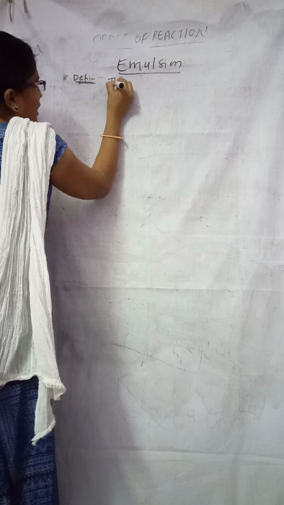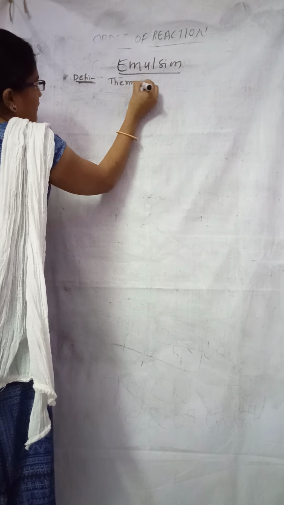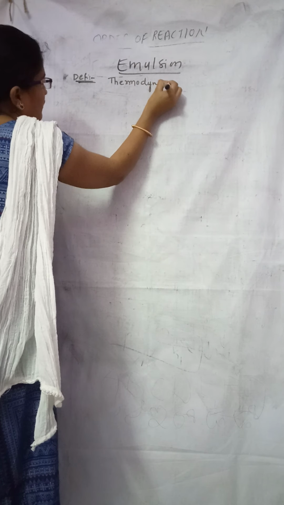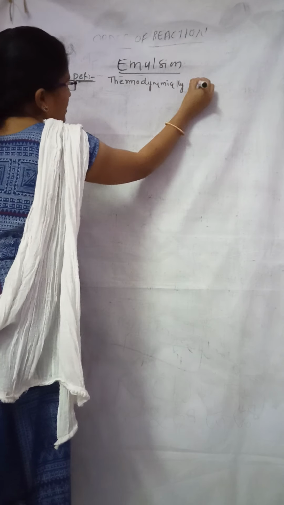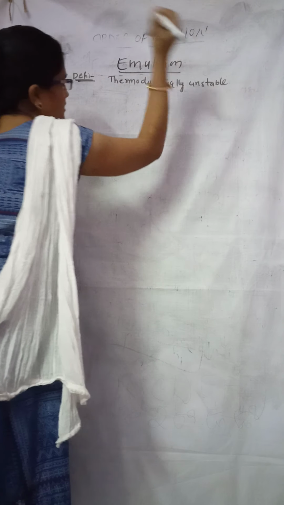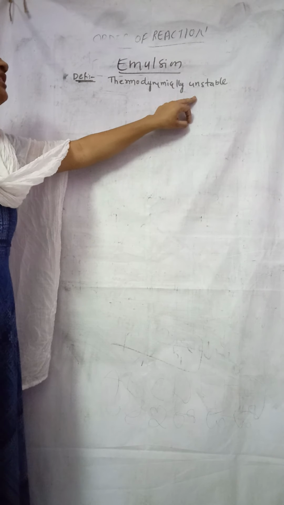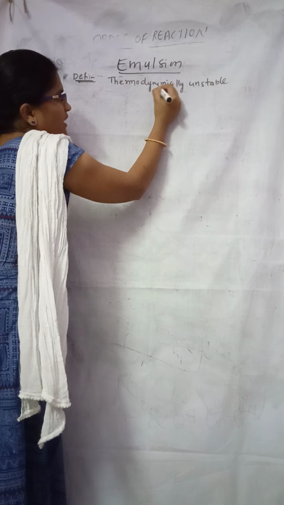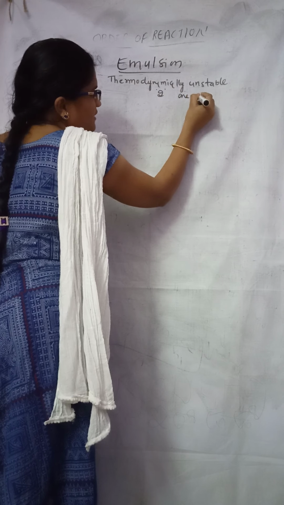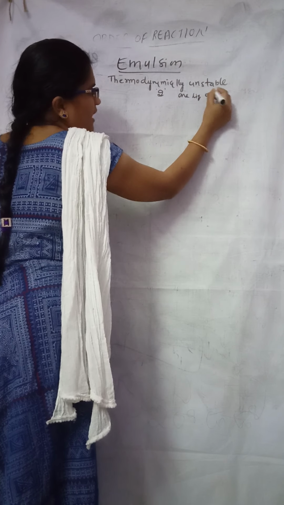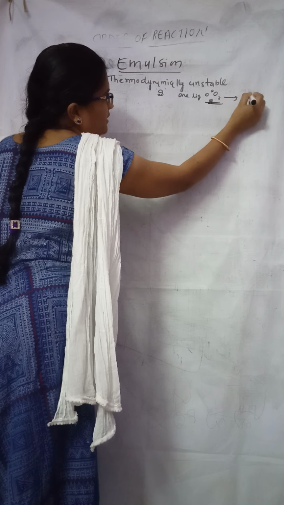So the definition of emulsion is, it is a thermodynamically unstable system which contains at least two immiscible liquids in which one liquid is dispersed as globules in another liquid. So this is the definition of the emulsion.